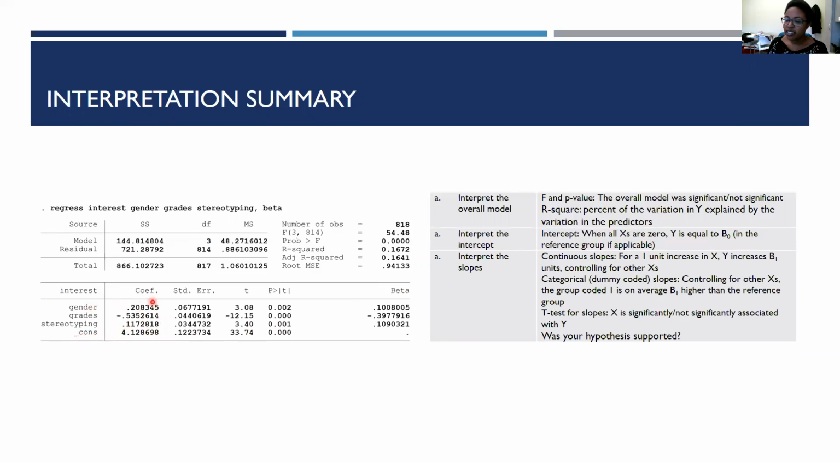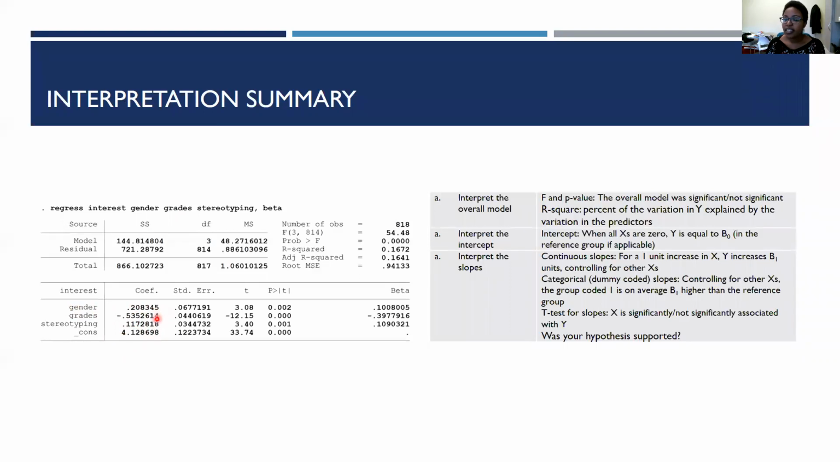So when all of these x's are 0, gender is 0, grades is 0, stereotyping is 0, we can expect our mean to be 4.13. Okay, now notice we have gender in here. That is in fact a dummy variable where boys are 0 and girls are 1. So in this case, if everything is 0, then this mean is going to be for boys, right? These are boys who scored 0 in grades and 0 on stereotyping, and their mean would be a 4.13. Now keep in mind that our intercept is not always interpretable, right?